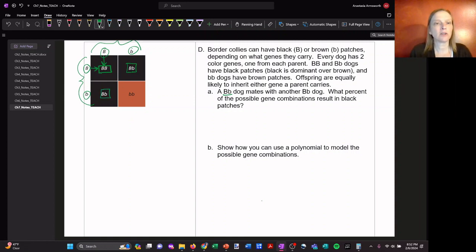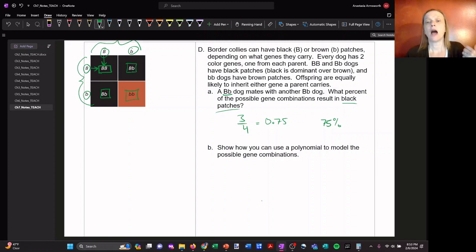Same thing for this dog here. It inherited one black, one brown gene, and the black wins. Only this dog inherited two brown genes and therefore has the brown patches. So here what we see is how many result in black patches. 3 out of 4 of these gene combinations result in black patches, and 3 out of 4 is 0.75. To convert that to a percent, we would multiply by 100, so that equals 75%.